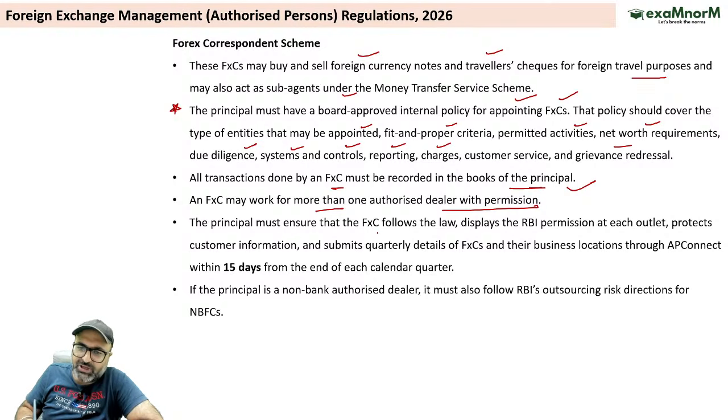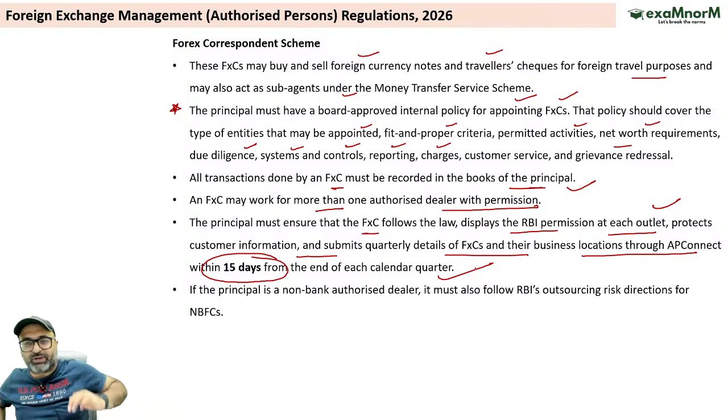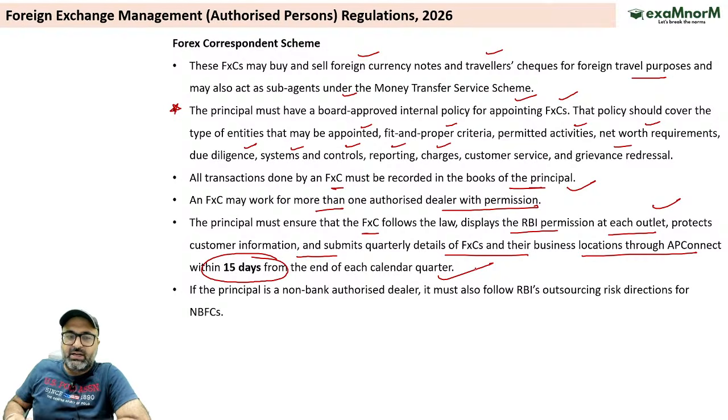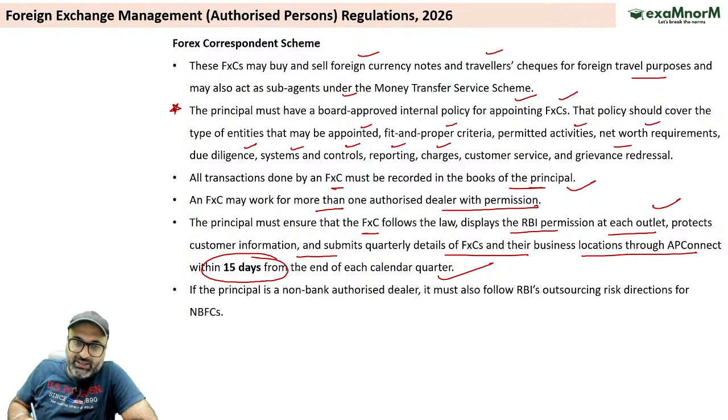The principal must ensure that FXC follows the law, displays the RBI permission at each outlet, protects customer information and submits quarterly, this is important, submits quarterly details of foreign exchange correspondents and their business locations within 15 days of each calendar quarter. तो भैया आपको अपनी सारी की सारी जो permissions है, जहाँ सारी की सारी जो information है related to quarterly details, you have to submit your location details within 15 days of the end of each calendar quarter.